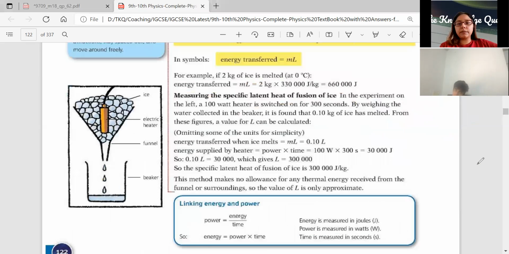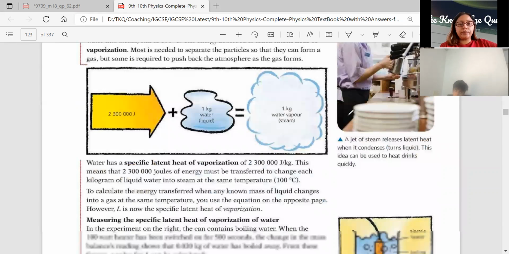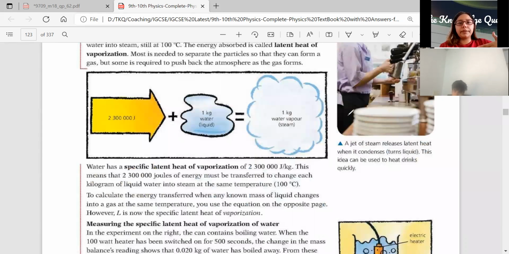Again, here also we have the same thing, a power related question. Power is equal to energy upon time. So you can have a question based on that. You understood what will happen for vapors, right? So there will be a latent heat of vaporization.